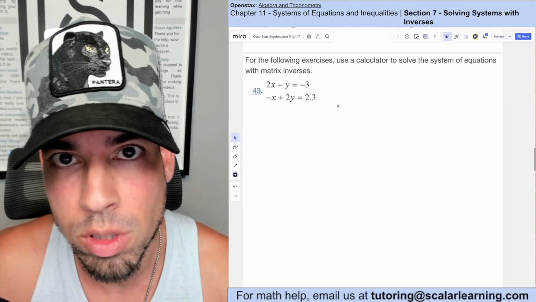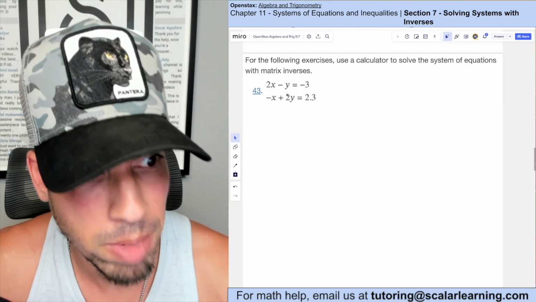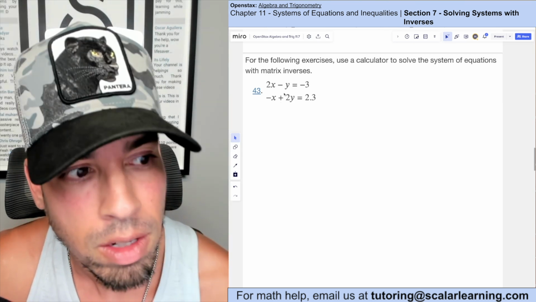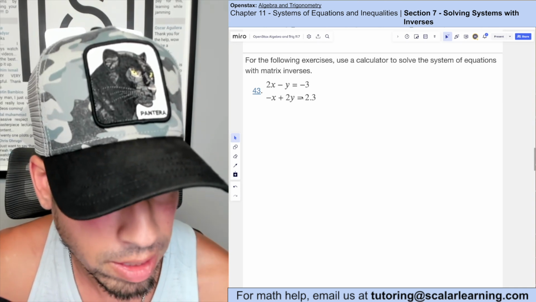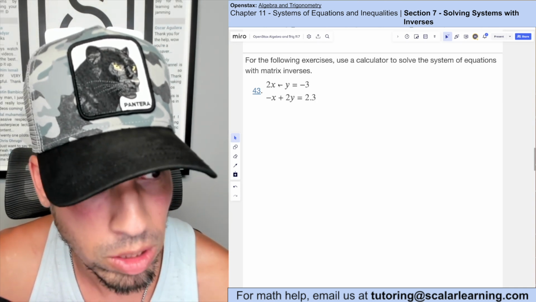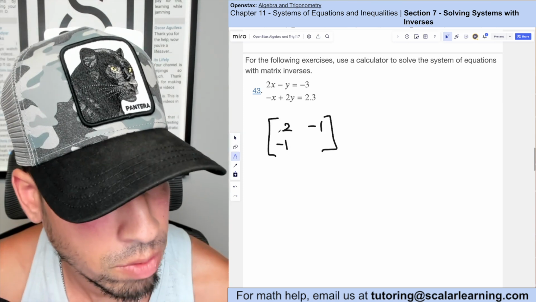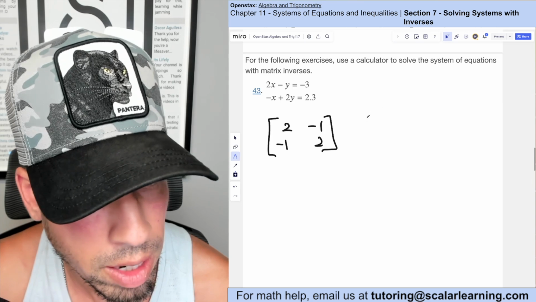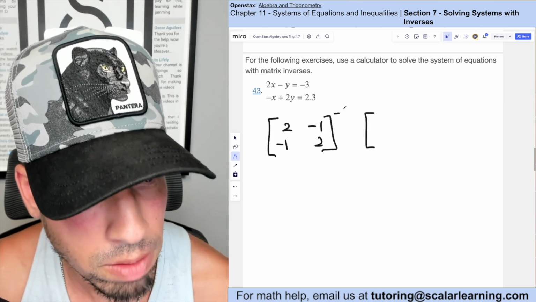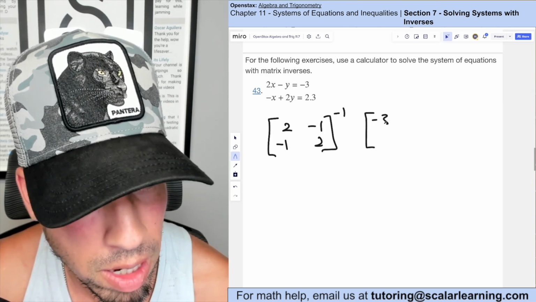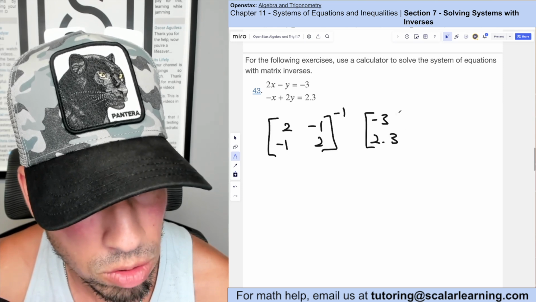Done. So for this one, we're meant to use a calculator to solve the system of equations. So we're going to use Desmos, and we're going to plug the matrix in. We're going to calculate the inverse and then multiply it against -3, 2.3. So the matrix is going to be 2, -1 for x, and then 2 for y. And then we're going to get the inverse of this, and then we're going to multiply it by -3, 2.3. Let's do that in the calculator now.